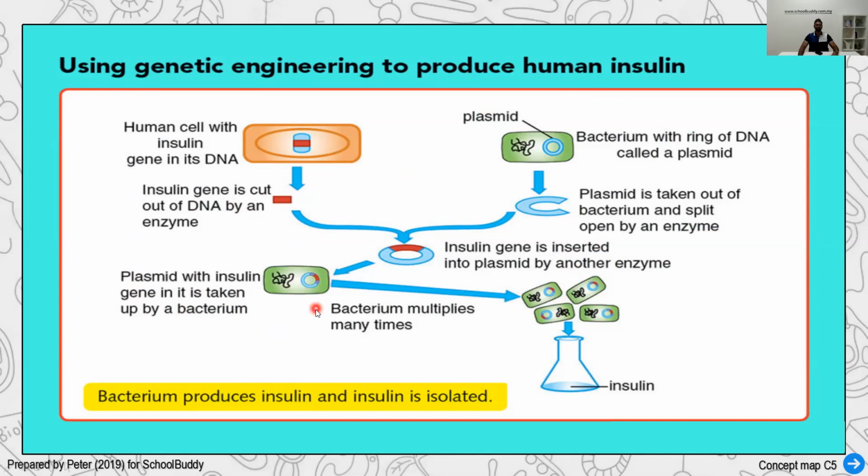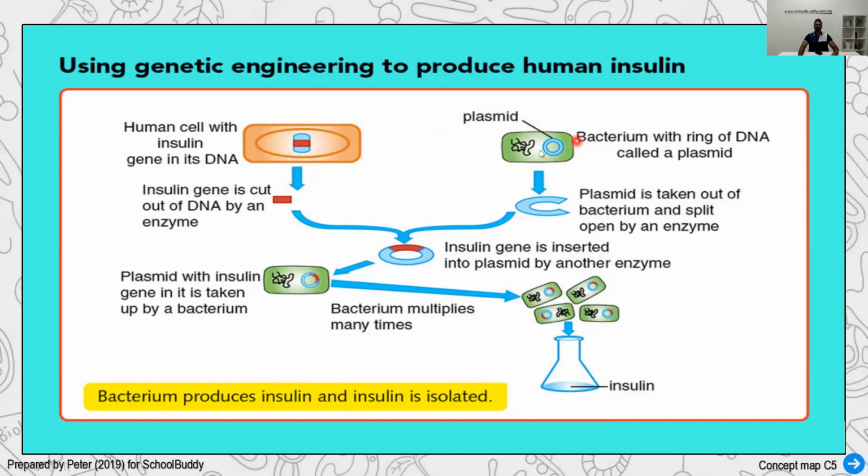So let's appreciate the steps here. We have the human cells which are able to produce insulin, and in the middle is the DNA structure. To produce this combination, we also need a bacteria that has something called a plasmid, the blue structure here. So what we're going to do is take out the gene responsible for insulin, the red color here, and take out the plasmid from the bacteria, which is the blue.